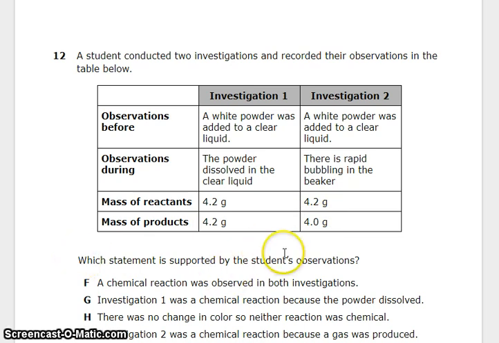Which statement is supported by the student's observations? F. A chemical reaction was observed in both investigations. G. Investigation 1 was a chemical reaction because the powder dissolved. H. There was no change in color, so neither reaction was a chemical reaction. Or J. Investigation 2 was a chemical reaction because a gas was produced.